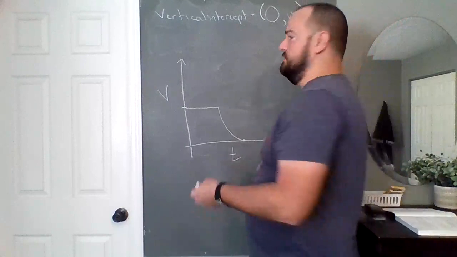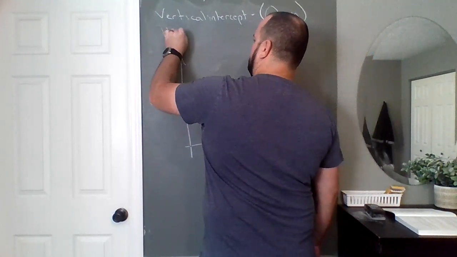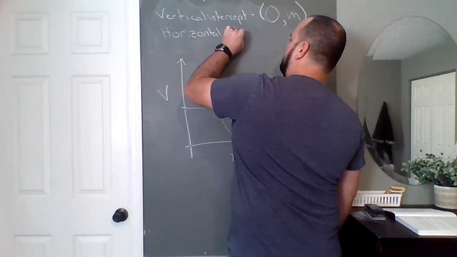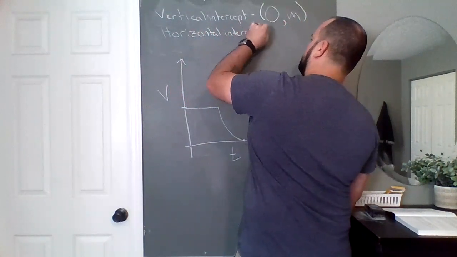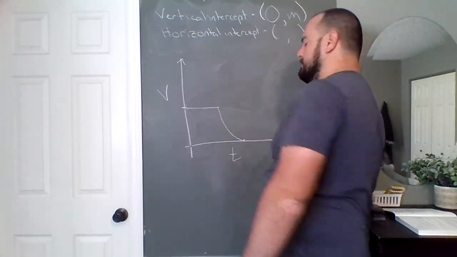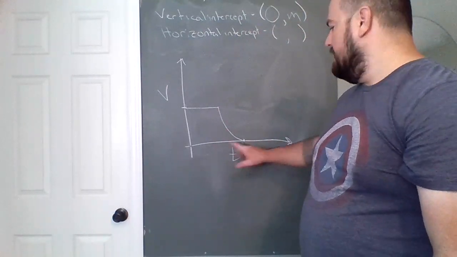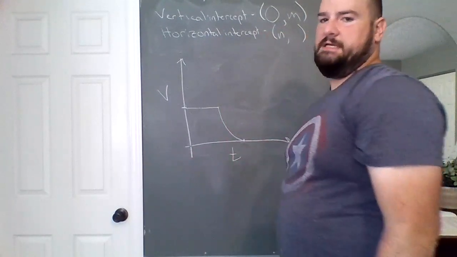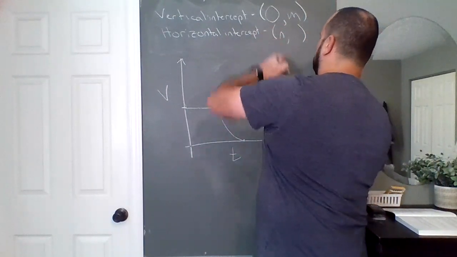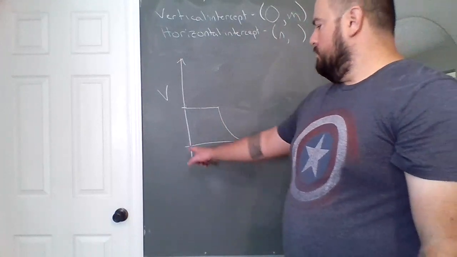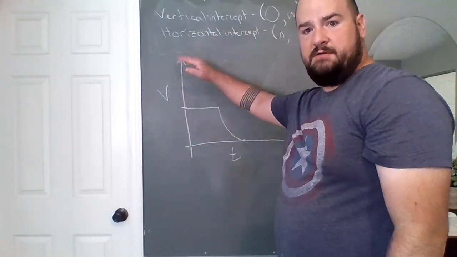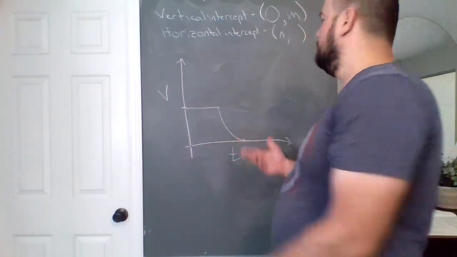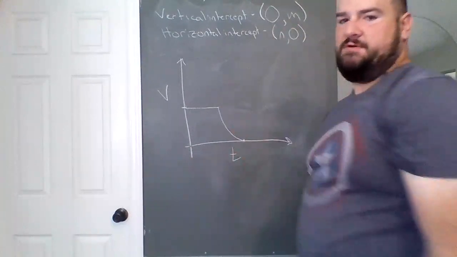Now, similarly, with the horizontal intercept, I don't know what my input is, so let's just say that's an n. But what's my vertical value? What's my output? What's my y value? Again, that's 0. So I know that is the point n, 0.